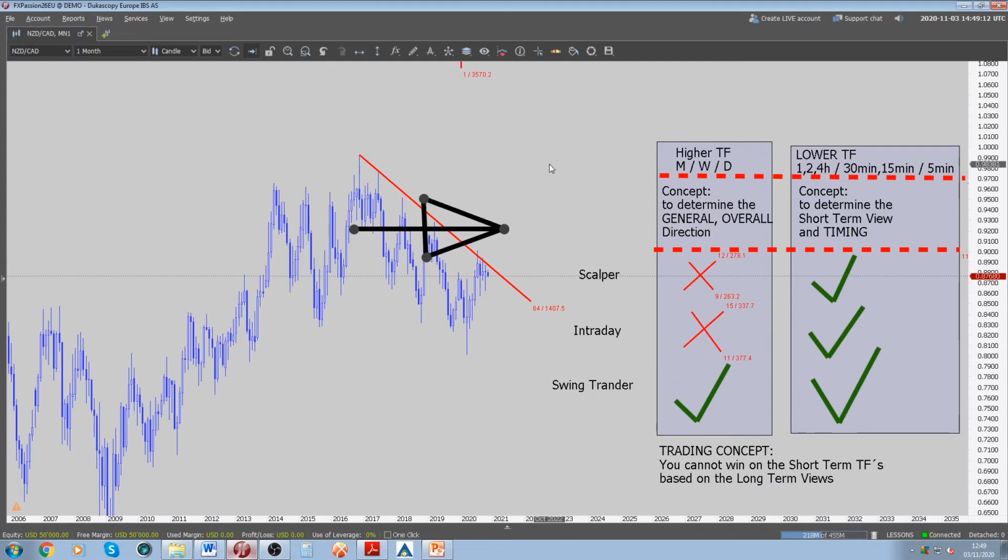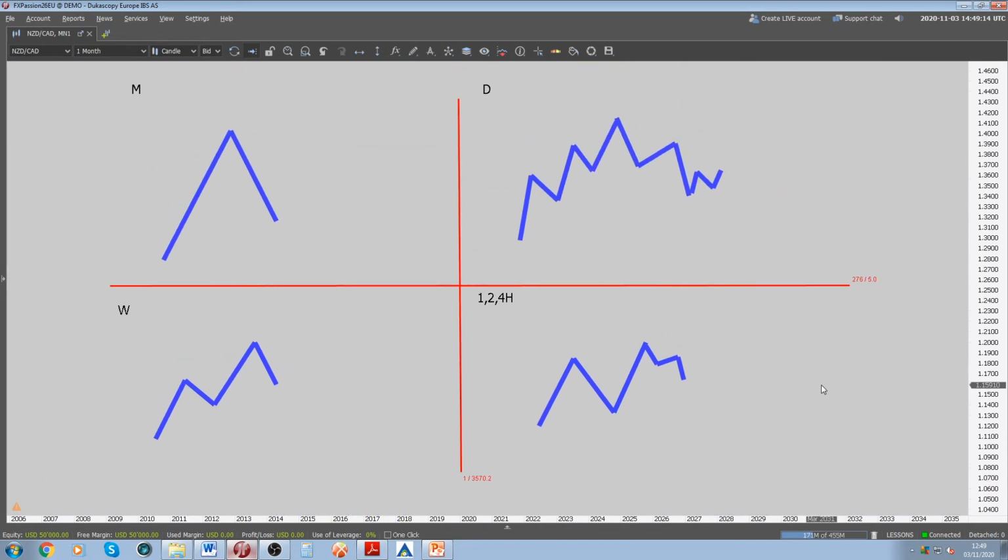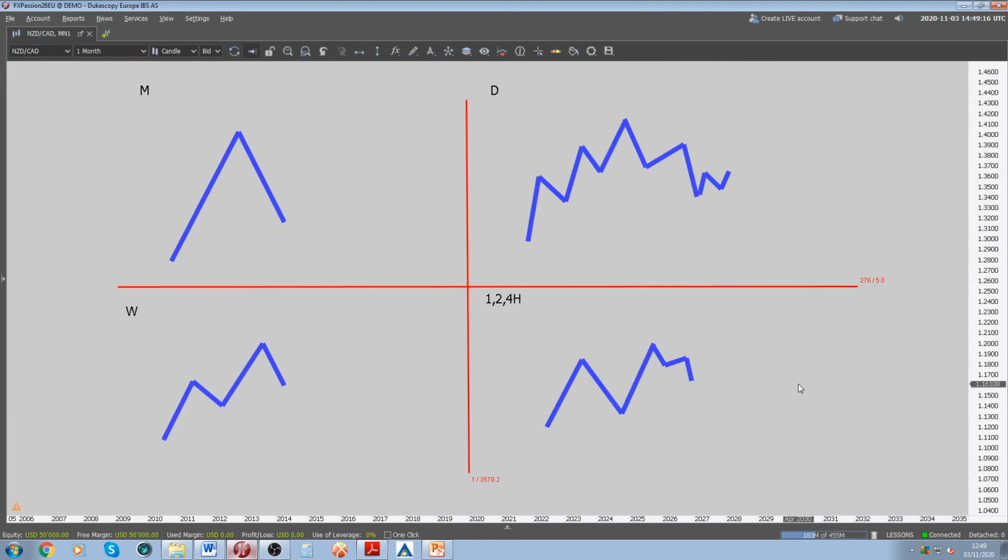So going back, got your point, very good. So going back, everybody, this is our trading time frame. This is our question. How are we going to trade this one? How are we going to scalp, intraday, or swing trade this one?